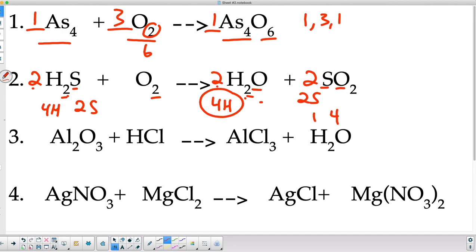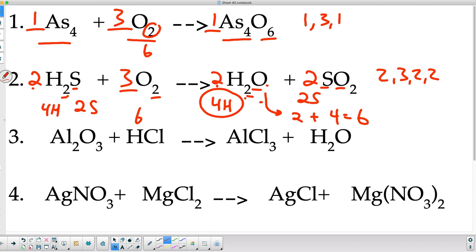I have 4 oxygens from here. I have 2 times 1 gives me 2 oxygens from the H2O. So 2 plus 4 equals a total of 6 oxygens on the right-hand side. If I have 6 oxygens on the right-hand side, I must have 6 oxygens on the left-hand side to get the balance, and that's why I put a 3 in front of the oxygen. So this ends up being a 2, 3, 2, 2. That's a tough one because you have to keep going back and make sure that each one of them is balanced.